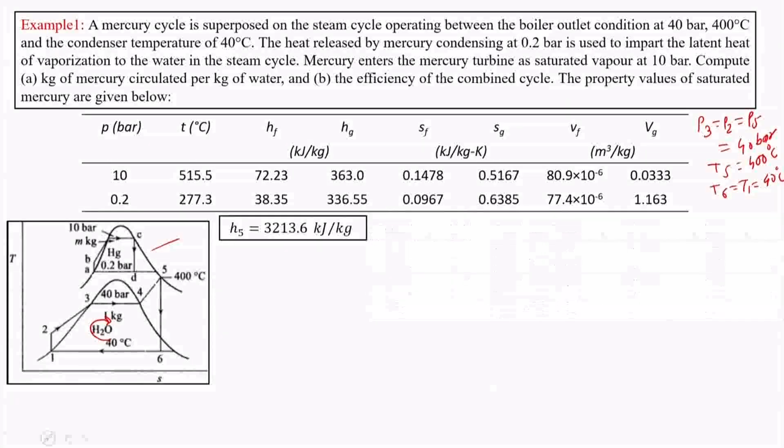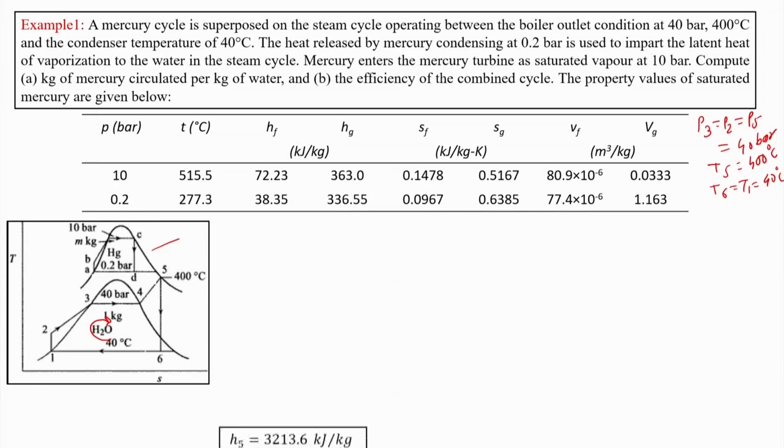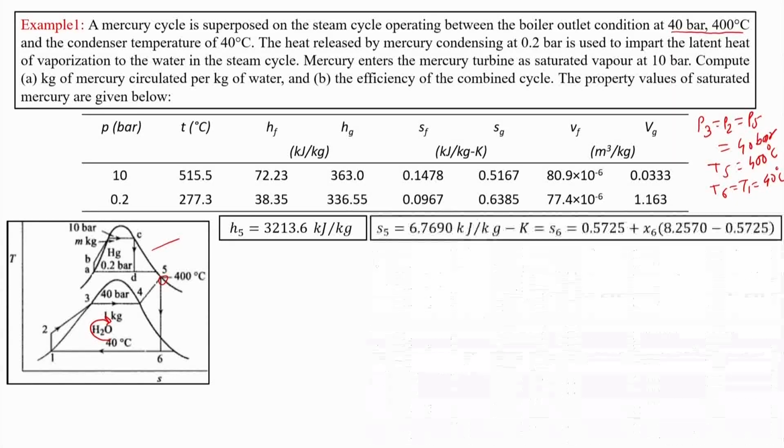So these things are given to us. Knowing these, and also the conditions for the steam and the conditions for mercury, we can solve this example. Initially, for H5, we will go to the steam table, the superheated part of the steam table. We will go to 40 bar and 400 degrees Celsius and find out H5. So H5 is known to us.